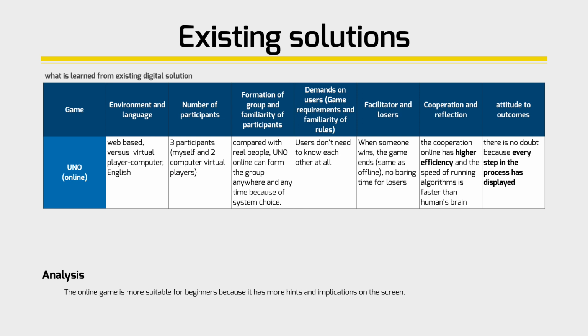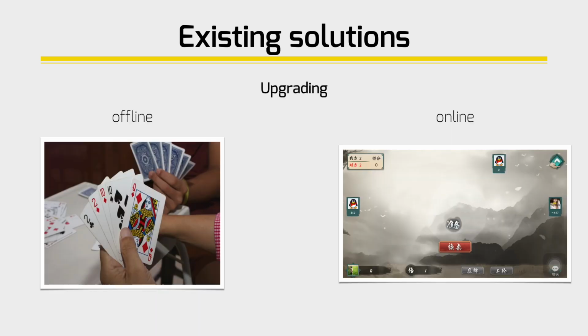The low cooperation of the offline version could also be solved because the online version has higher efficiency. The speed of ruling algorithms is faster than the human brain. In conclusion, online games are more suitable for beginners because they have more hints and implications.